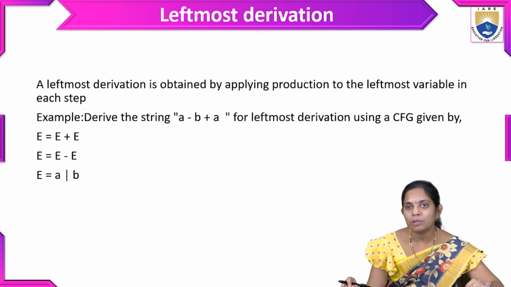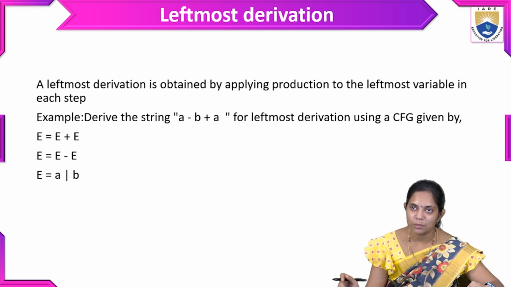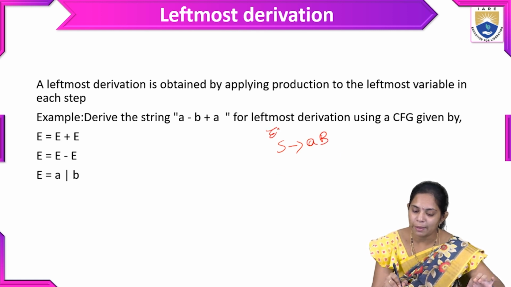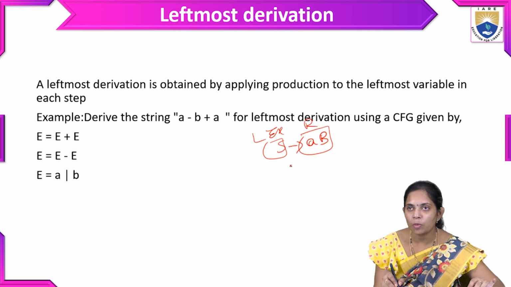What is meant by leftmost derivation? The leftmost derivation is obtained by applying the production to the leftmost variable in each step. So here are the production rules. Let me write a production rule; this is just an example. This is the left hand side and this is the right hand side. The right side is a combination of terminals and non-terminals. In that, the first step is what we have to do in the following step of derivation.